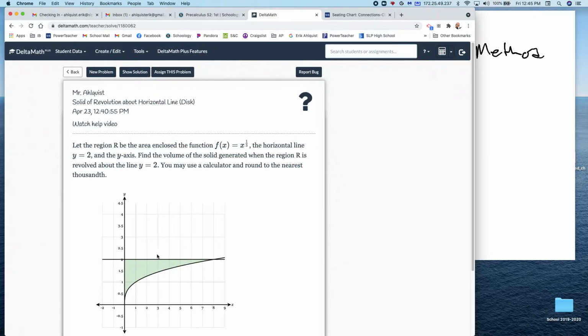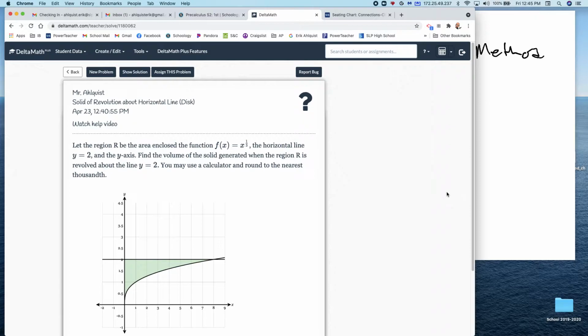So it's really important to understand what the green region is that you're working with. Find the volume of the solid when the region R, we'll call this the region R, is revolved about the line y equals 2. So we're going to spin it around this axis.